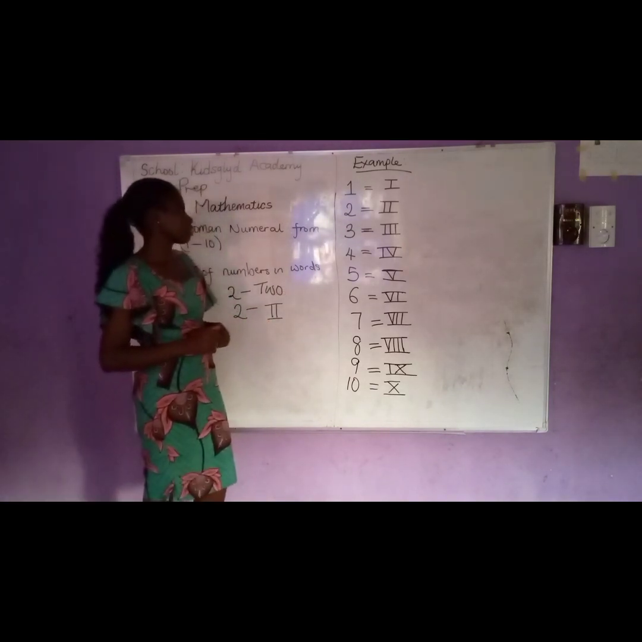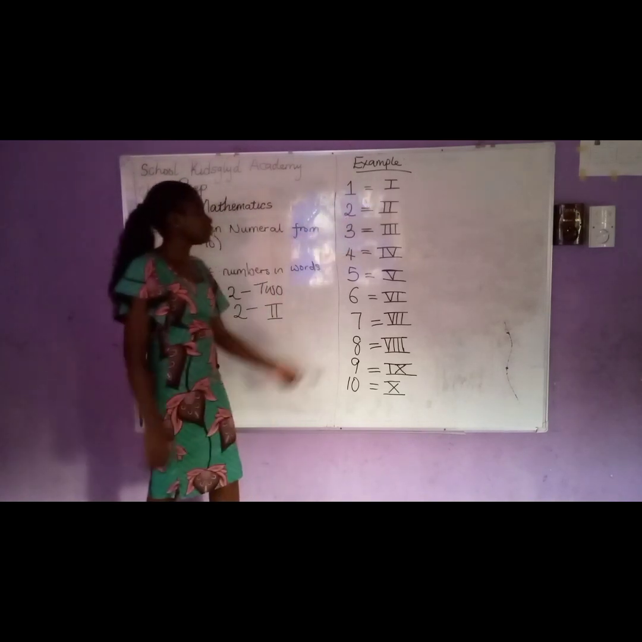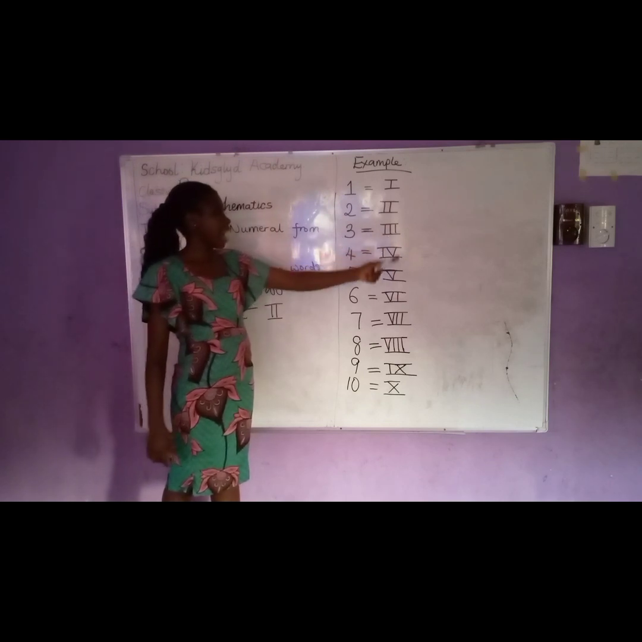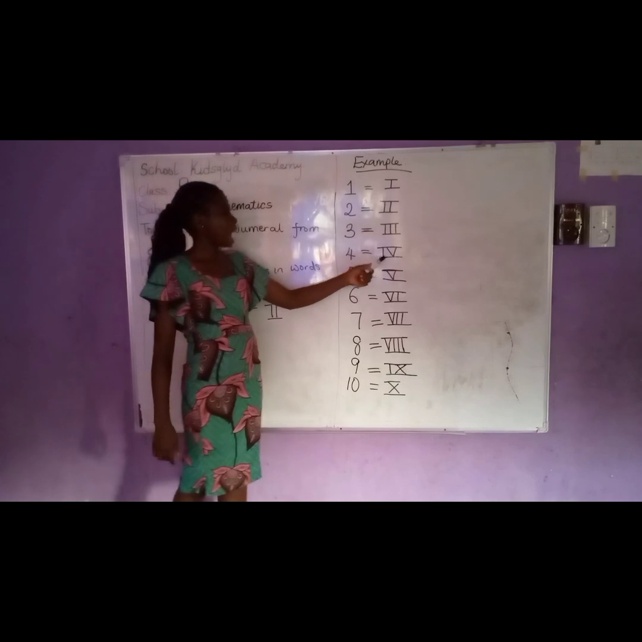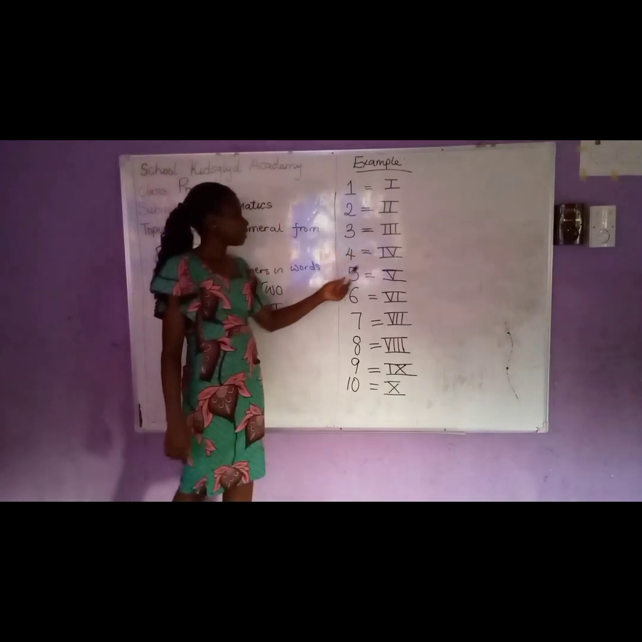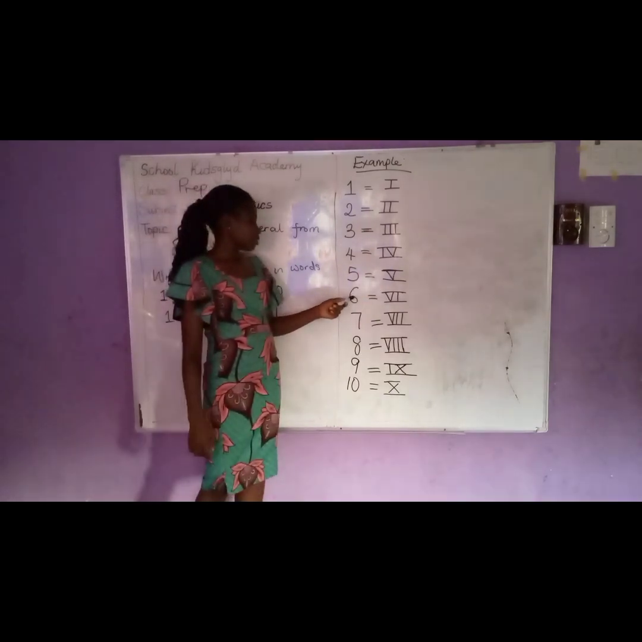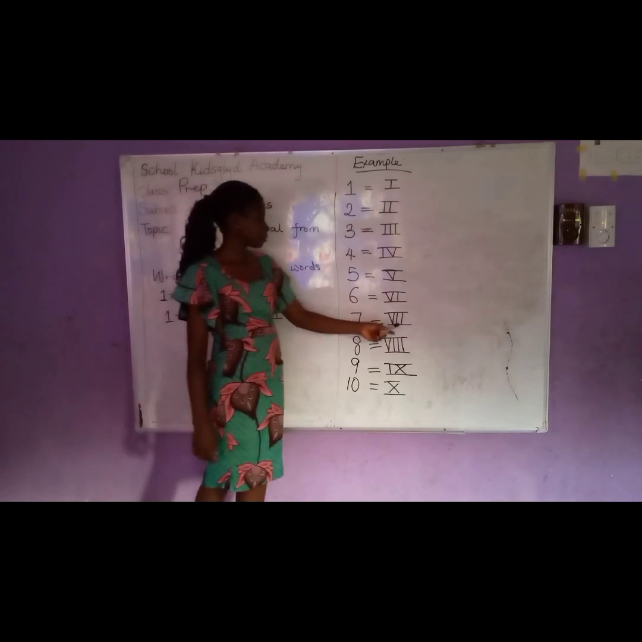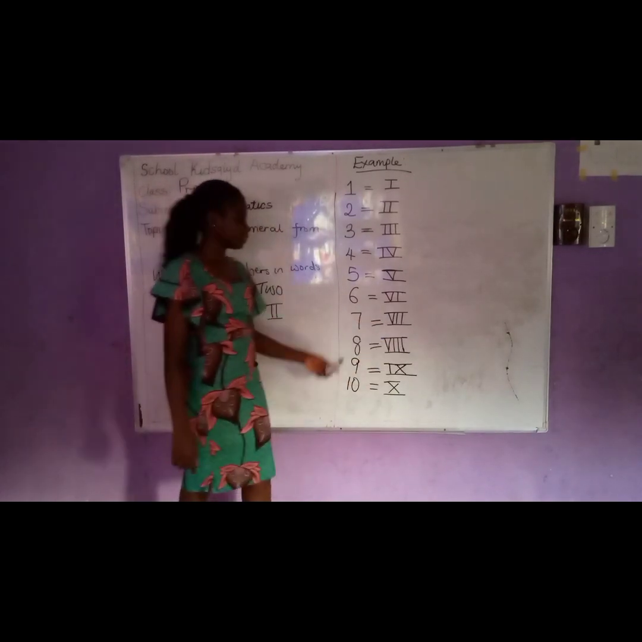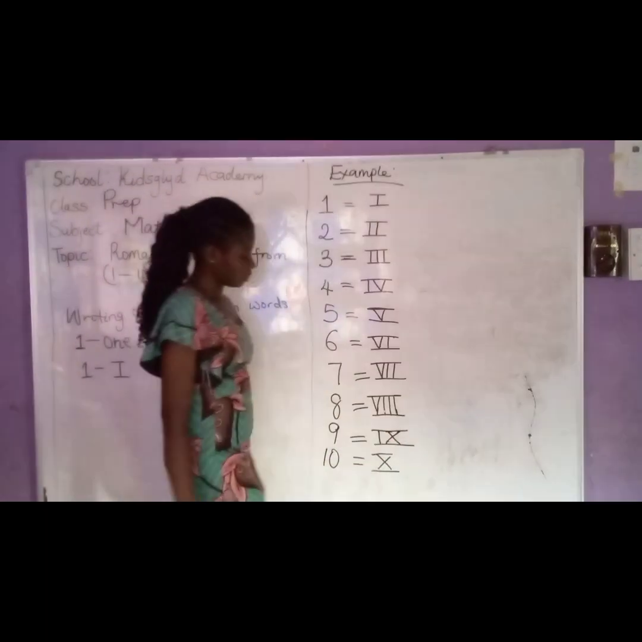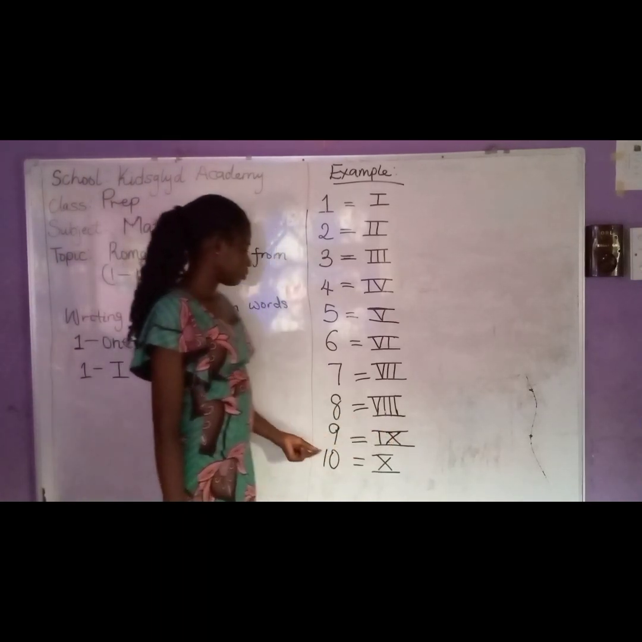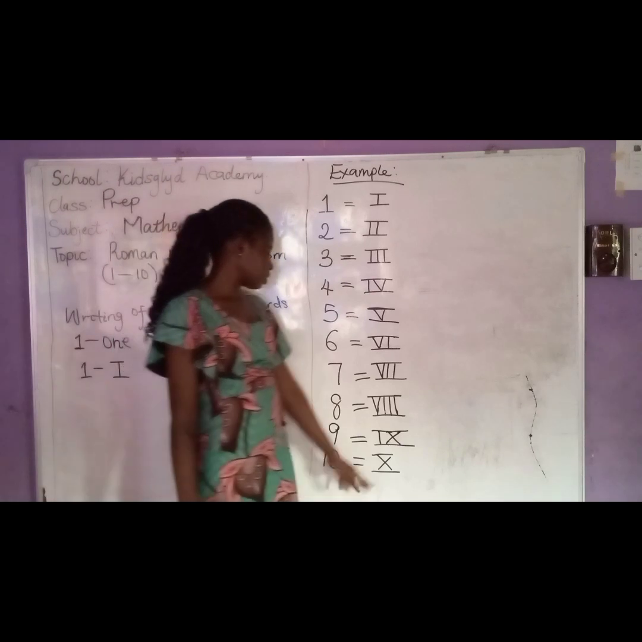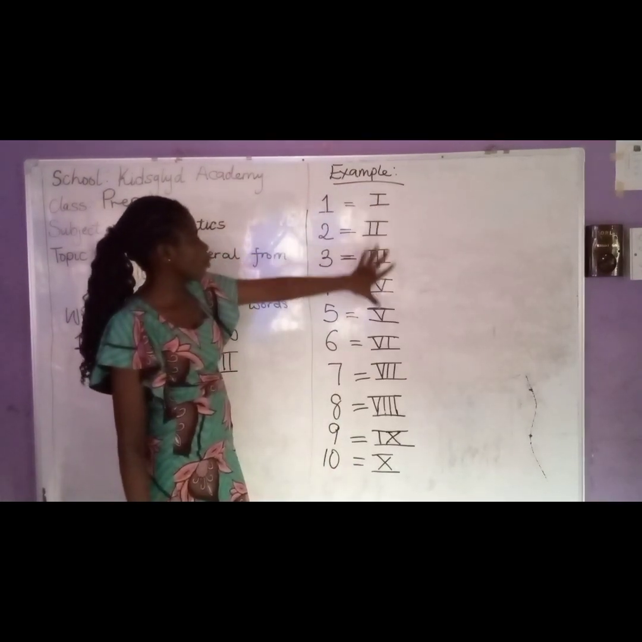Beautiful. Now let's go together once again. One, I. Two, II. Three, III. Four, IV. Five, V. Six, VI. Seven, VII. Eight, VIII. And your nine? IX. Nine, IX. Beautiful. And your 10 is what? X. Amazing. Now this is the Roman way of writing your numbers.